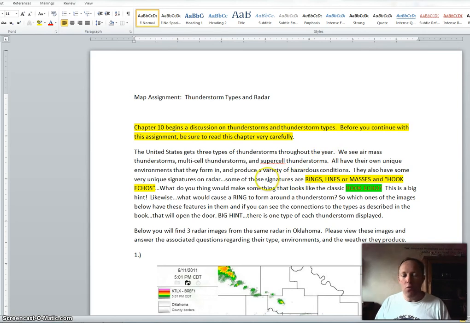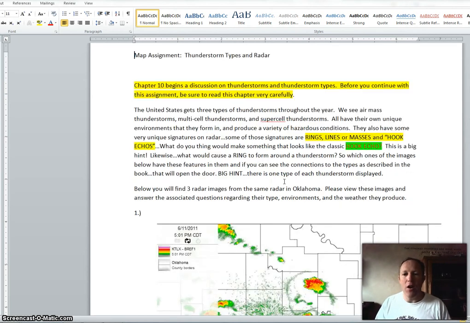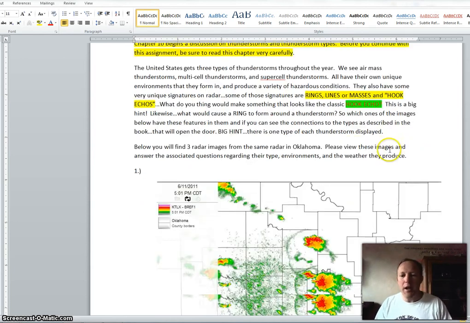Let's begin out here. Thunderstorms have some generally good characteristics of the different types of thunderstorms we're looking at on radar, and that's what we're identifying here. Some things to point out: rings, lines. Is it a mass or is it an isolated thunderstorm, or are they in a line? Things like that generally give us clues as to what types of thunderstorms there are. Of course, then there's the classic, what we call a hook echo, and what that looks like on a thunderstorm. It looks like a hook, like a fish hook, literally. And that should give you some kind of clue as to what type of thunderstorm it is.